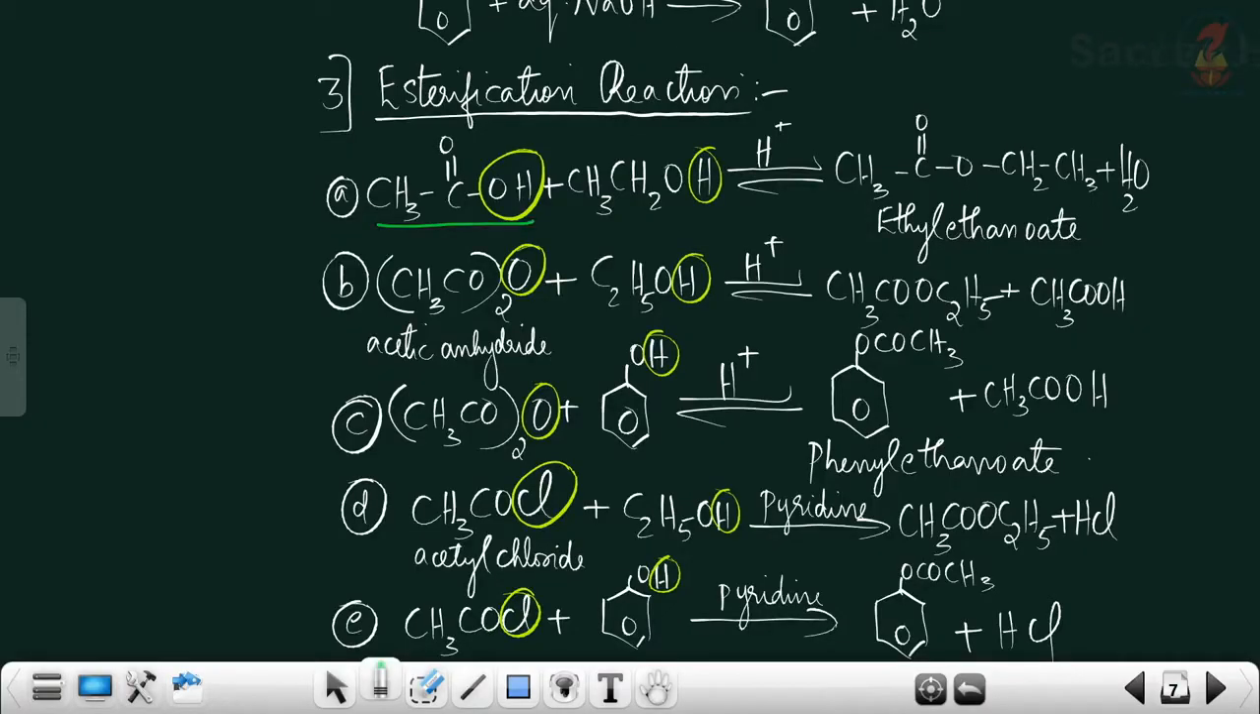Carboxylic acid plus alcohol. As you can see, in the alcohol the OH bond is broken, and H from the alcohol and OH from the carboxylic acid are removed as water. Esterification reactions are always reversible and take place in the presence of acid, H+. And we get the product.